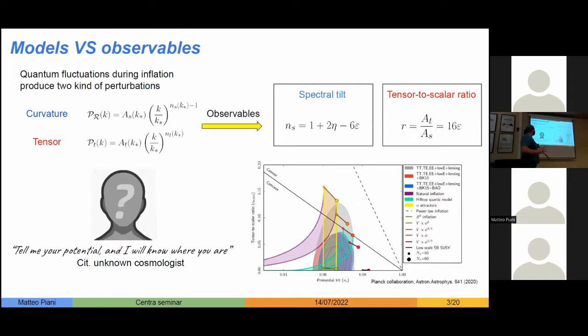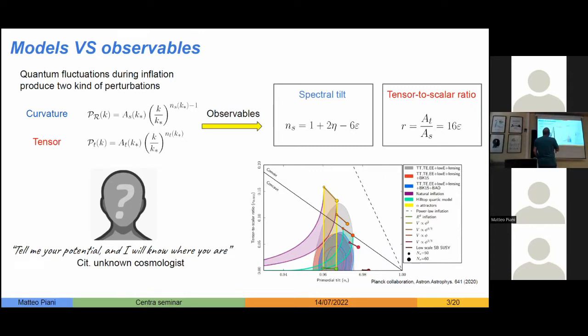How do we do inflationary physics? So, okay, we have the model, but we have to test this model somehow, or at least be able to put constraints. So what happens is that during inflation, we have quantum fluctuations of the inflaton field, and these can actually produce two kinds of perturbation. One is the curvature perturbation, and the other is the tensor perturbation. This is just an approximated form in the inflationary scenario. So the quantities that we can actually measure are two.